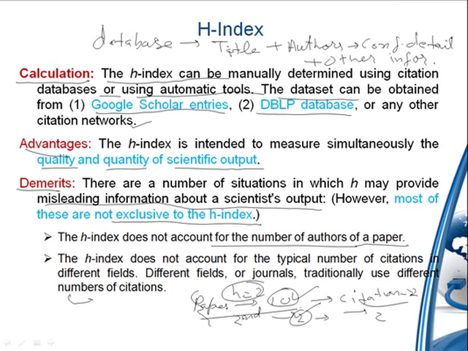Similarly, the H index does not account for the typical number of citations in different fields. Different fields of journals traditionally use different numbers of citations. For example, in some new or starting field, there may be a huge number of citations, while in some saturated field, there may be fewer citations.